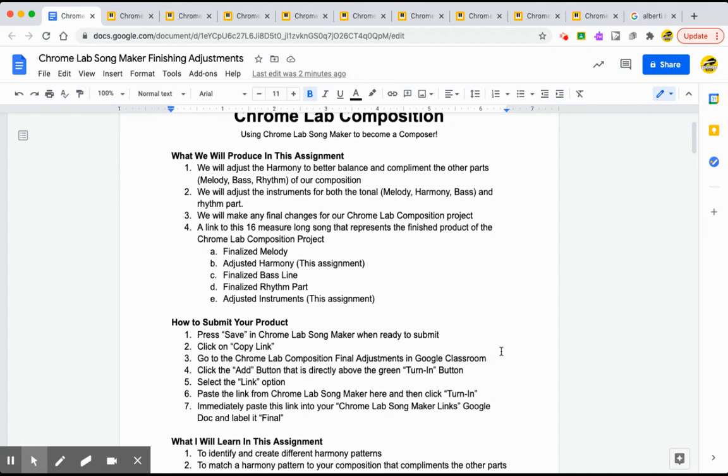Now, the link that you're going to create and that you're going to submit in the final assignment will include your finalized melody, your adjusted harmony, which you'll do in this assignment, your finalized bass line, your finalized rhythm part, and your adjusted instruments, which again we will do in this assignment. Instructions to submit this assignment are down below, how to take the link and save it for yourself, as well as submit it to Google Classroom.